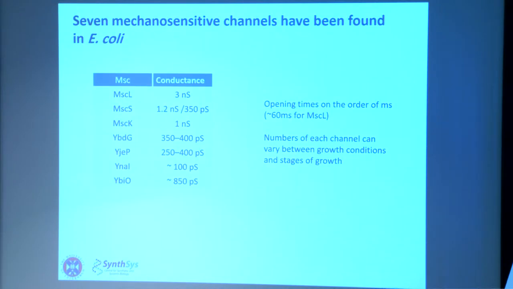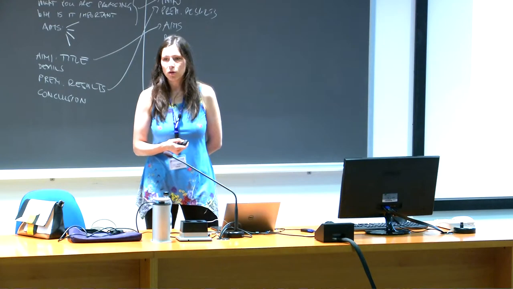What is important for the rest of the story is that the opening time is around 60 milliseconds. So they really see them opening fast and closing: you increase the tension, you decrease the tension, open, close. There are 7 of them in E. coli. The large and small conductance channels are thought to be the main ones involved in the recovery. The 3 small ones were only found in 2010, and they contribute very little. The number of these channels is on the order of hundreds, but in different media the number of different channels changes.